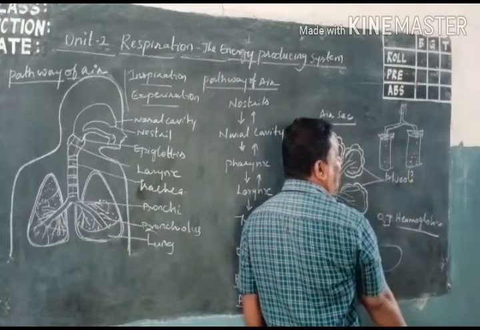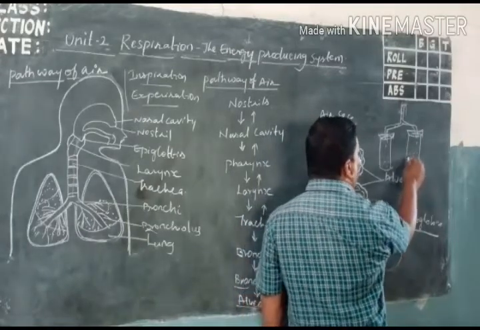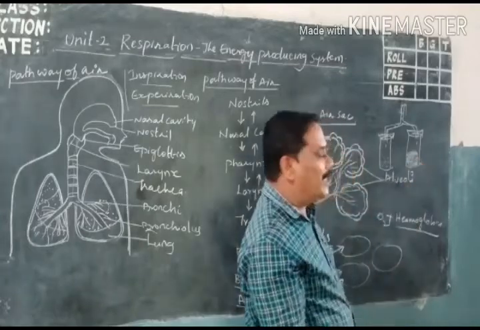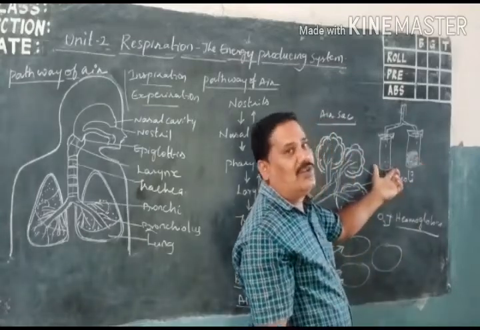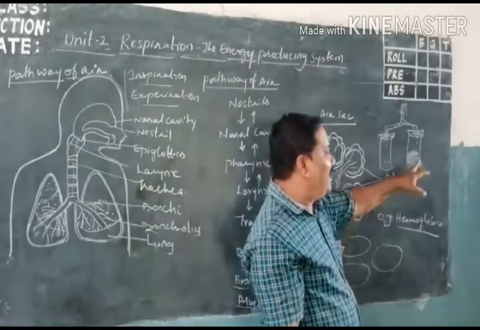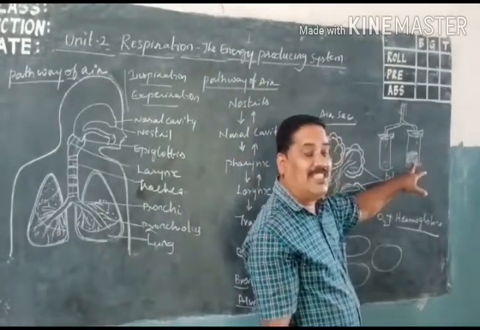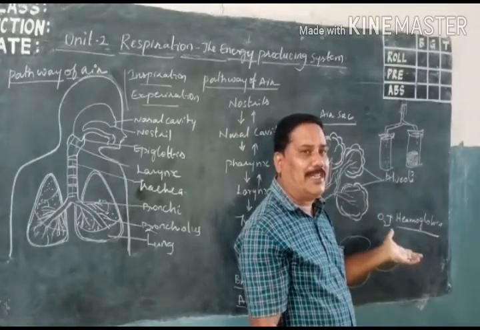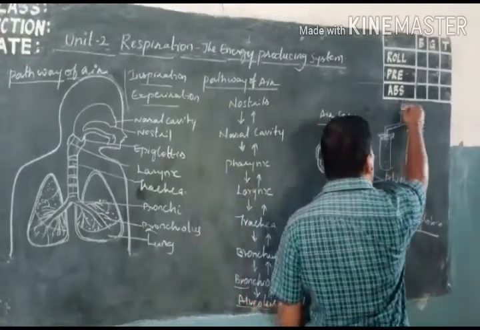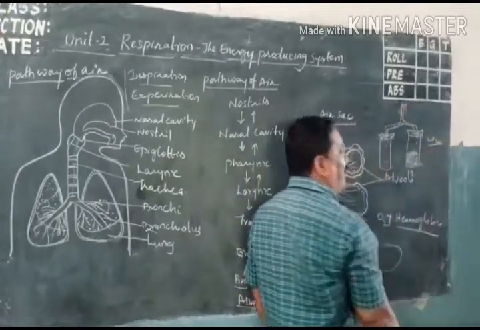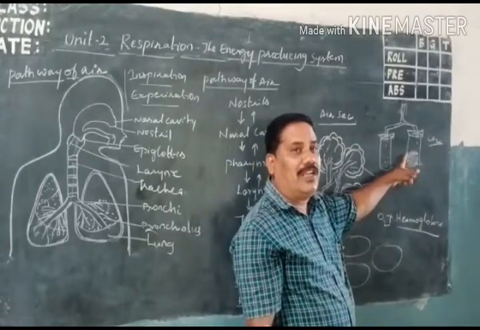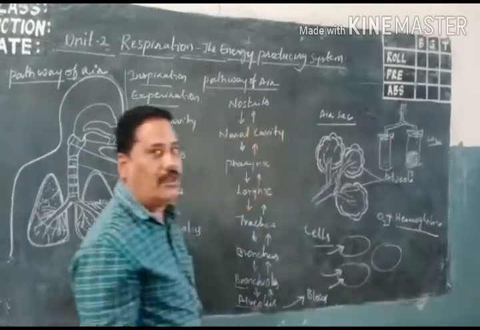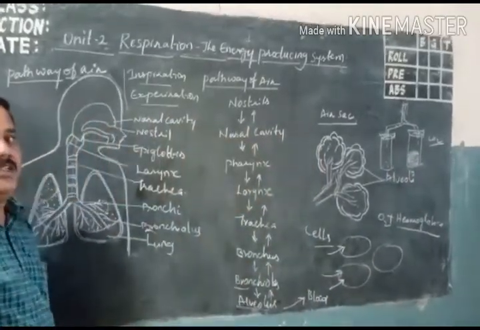After a few minutes, you notice the lime water test tube changes into a milky white precipitate. In the other test tube there is no reaction, no change. Why does the lime water change into a milky white precipitate? When you are blowing air, what air is coming outside? Carbon dioxide is coming outside, so only the lime water changes into a milky white precipitate. Can you understand? Okay students, see you in the next class.